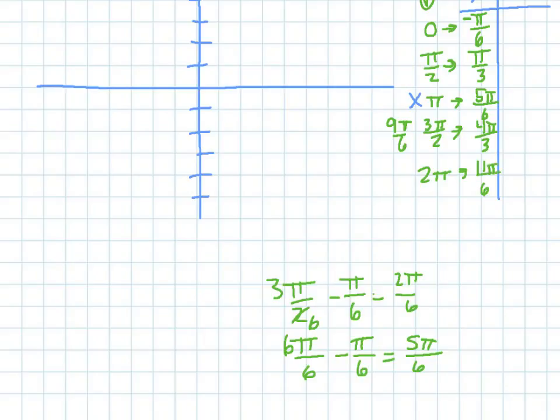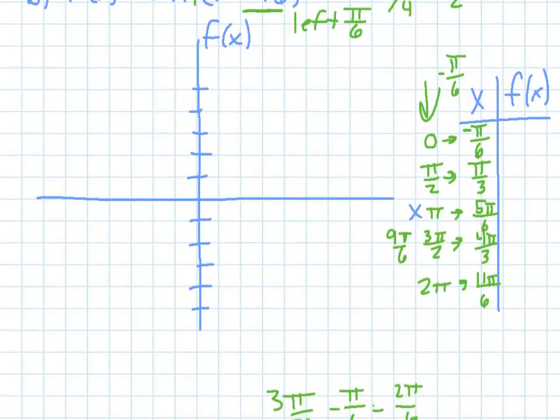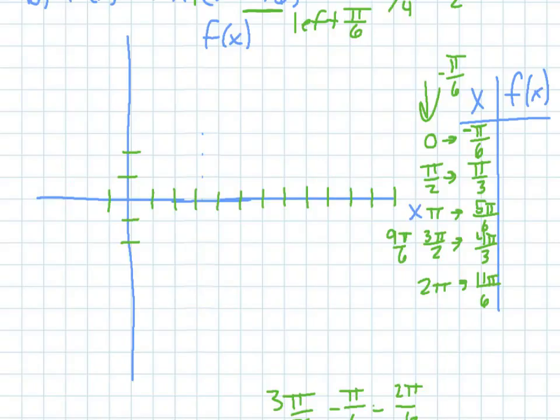Okay? So these are the values I'm going to plug in, and that's what I need to map on my graph here. Now, for this one, maybe I made my graph a little bit too wonky. Let me fix it for you. Okay, so now I can graph these. So let's say this is negative pi over 6. This is pi over 6.